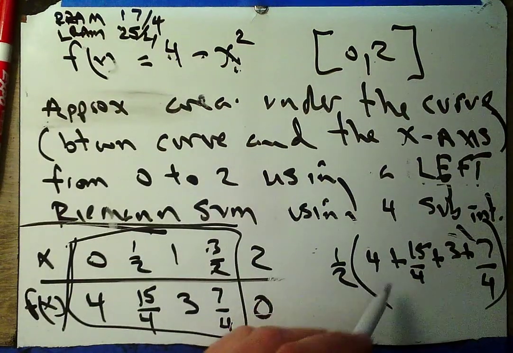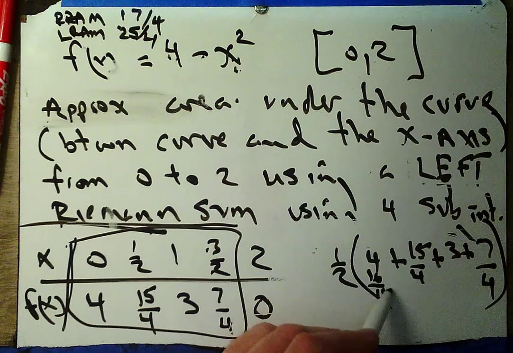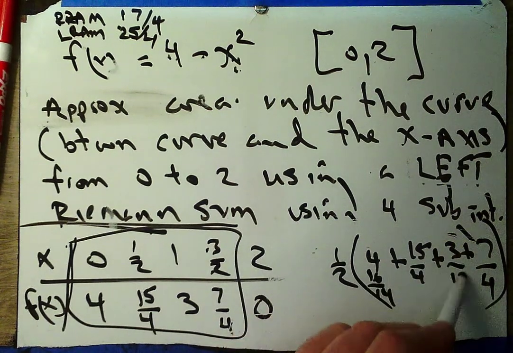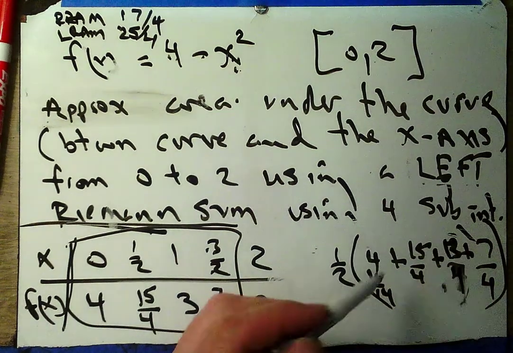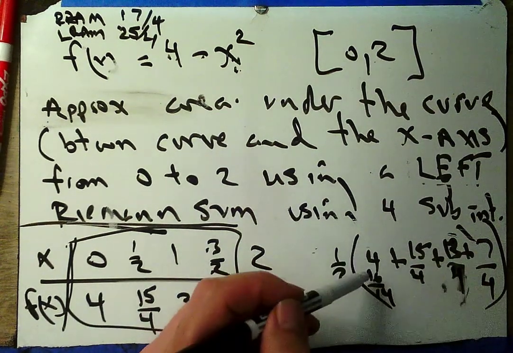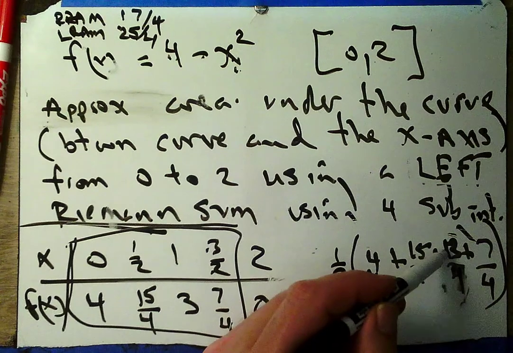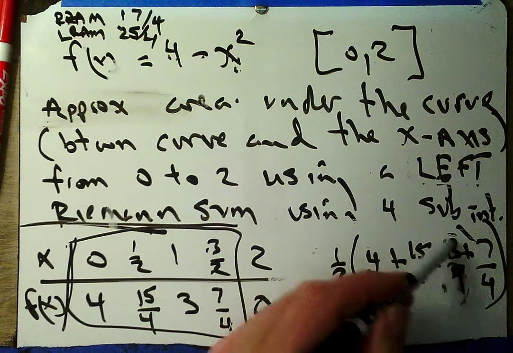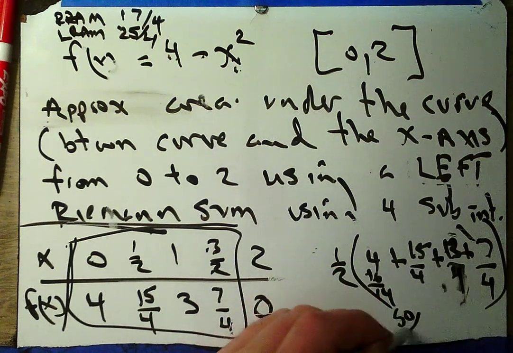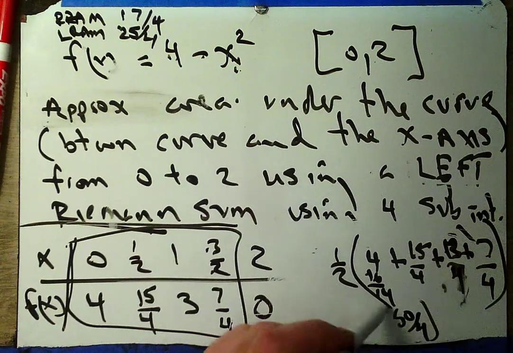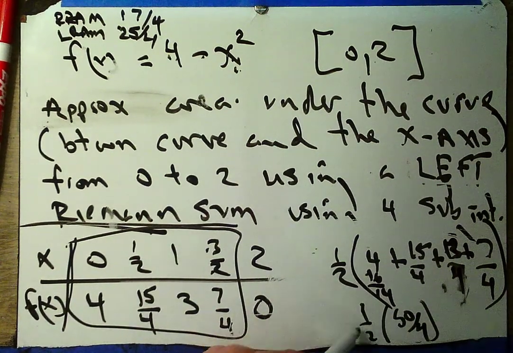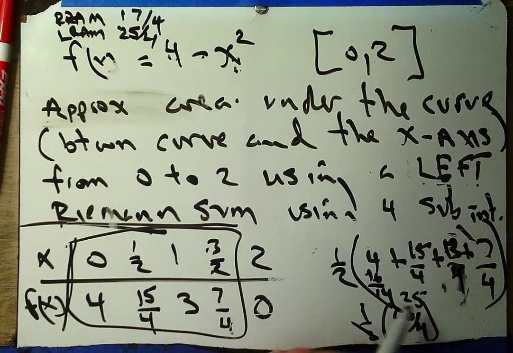Let's just confirm that. This is going to be 16/4 plus 15/4 plus 12/4 plus 7/4. 16, 31, 43, 50/4. 50/4 reduces to 25/2, but still, look, I have to multiply by that 1/2. These cancel, and I get 25/4.